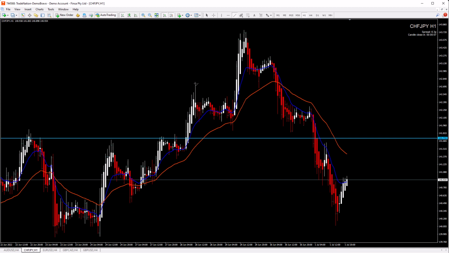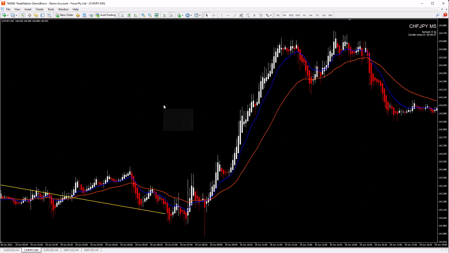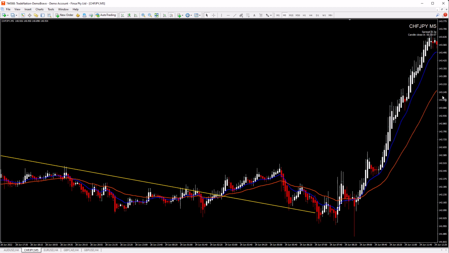case we didn't have anything. It doesn't look like we had. If we enter here, this would be a losing trade. Let me just scroll back a little bit. Sorry if I'm too fast with this.